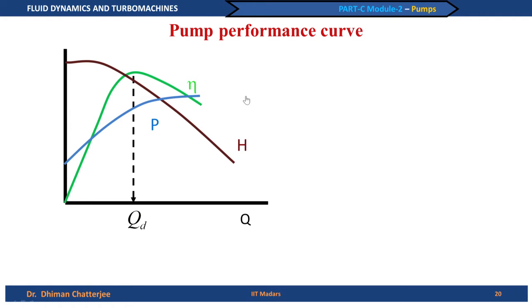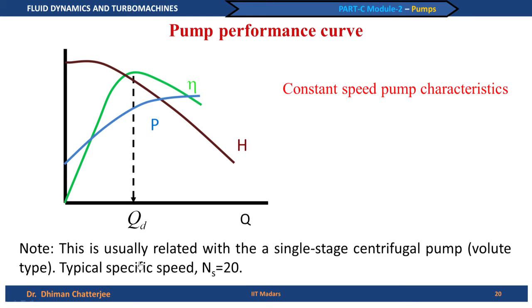These are the 3 things that collectively we can talk about as the pump performance curve, but do not forget that these are constant speed pump characteristics, because this very curve, head versus volume flow rate, was derived as we have shown earlier for a constant speed, n equal to constant. This is usually related with a single stage centrifugal pump, volute type. Typical specific speed is about 20. These numbers are not very important for this lecture, but just to get you an idea what constitutes the pump performance curve. This is what is supplied by the manufacturer.